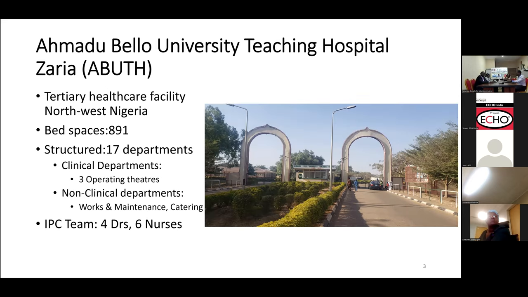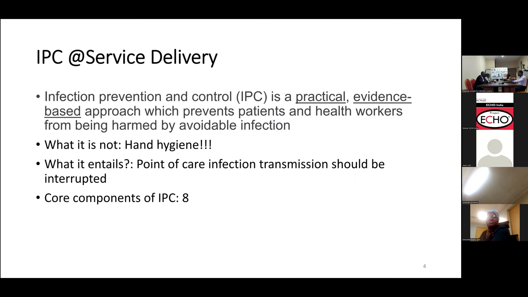Bello University Teaching Hospital, as my chief has said, is located in the northwestern part of Nigeria. It's a tertiary healthcare facility with a lot of specialist services for patients. It's also a referral center for neighboring states and for secondary level facilities within the state. It's a large facility, with about 891 bed spaces and about 17 clinical and non-clinical departments. But comparing the facility, we have a small IPC team, which consists of 4 doctors and 6 nurses. 2 of our nurses retired recently, so the number has gone down. None of our staff is full-time IPC staff. We all have our primary responsibilities, and IPC is part of many other responsibilities we attend to.